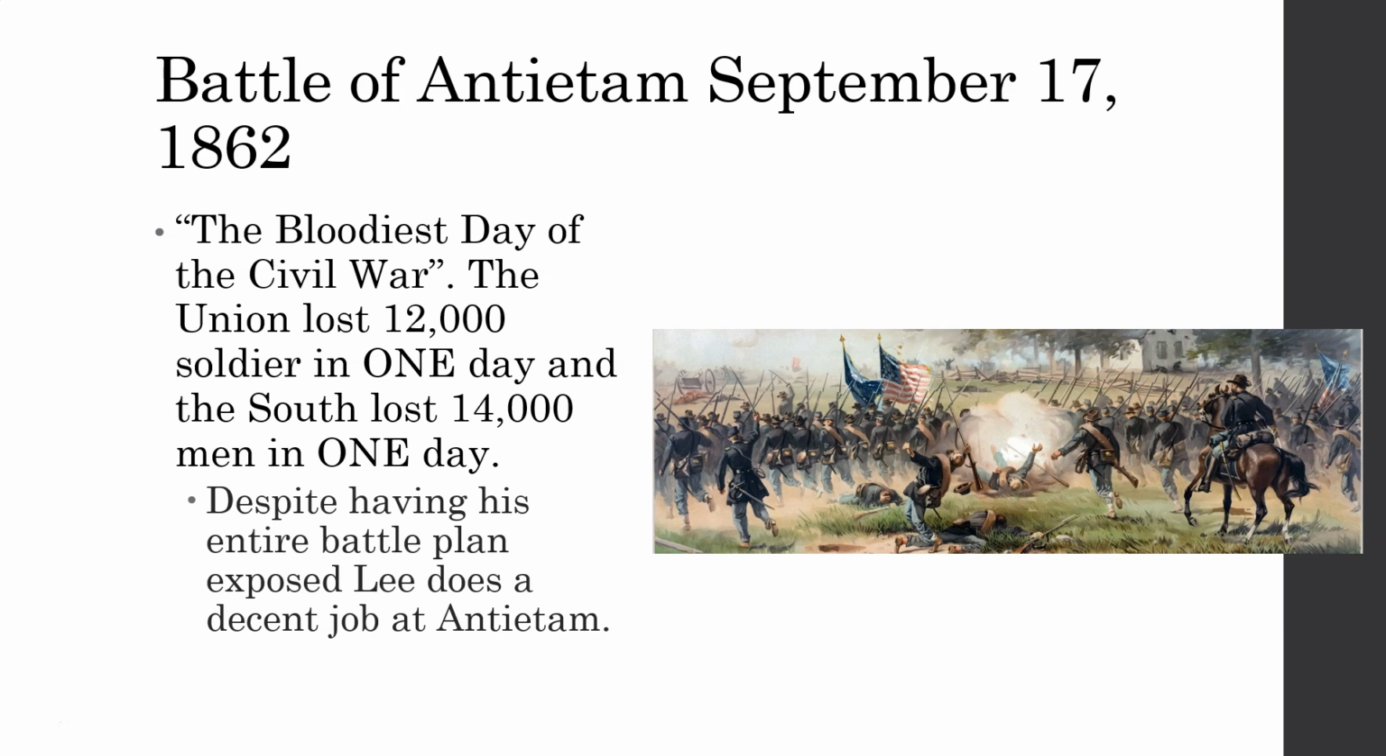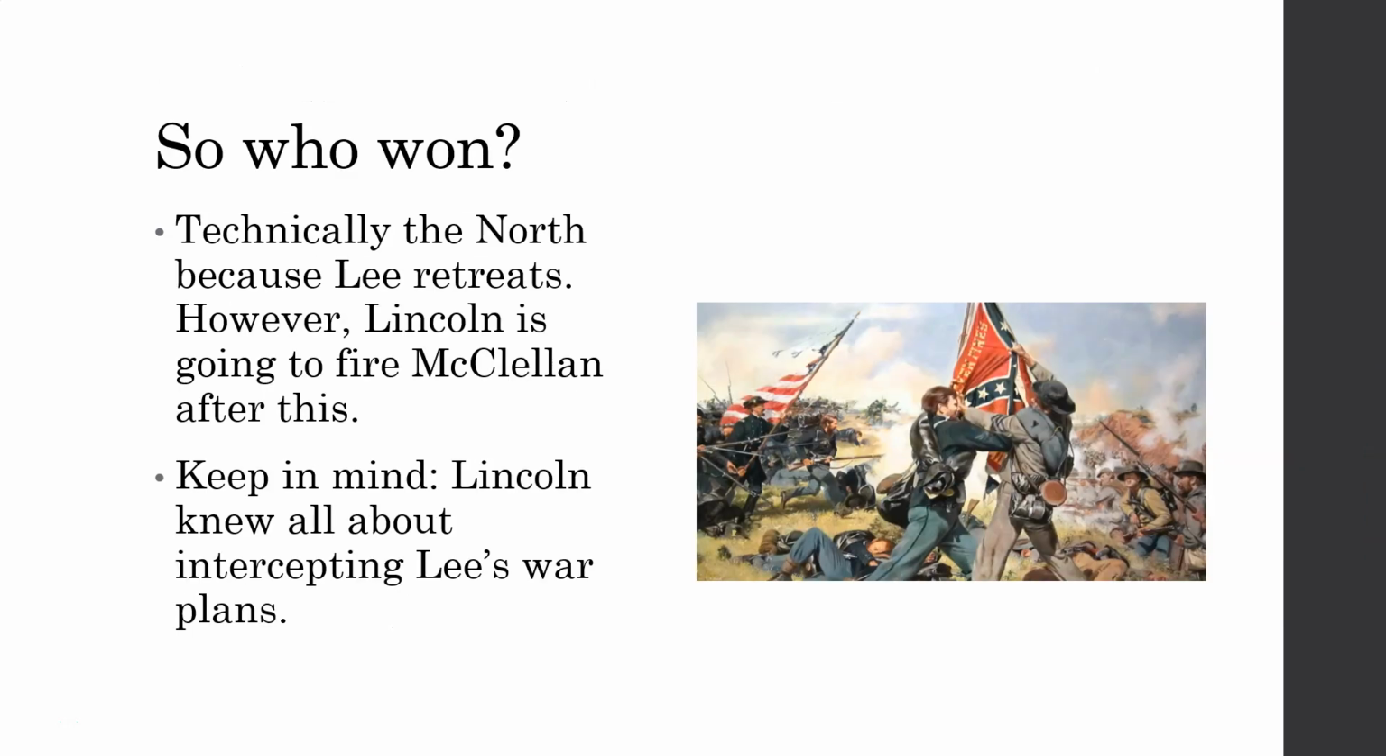Now, despite having the entire battle plan of Robert E. Lee, McClellan actually does a pretty decent job in Antietam. He doesn't get conquered, he retreats, but he holds his own. So who technically won? Technically the North, because Lee retreats. However, Lincoln is going to fire McClellan after this, because Lincoln knows that McClellan had the battle plans, and also he did terrible without the battle plan. So how well is he going to do when he doesn't have battle plans next time?